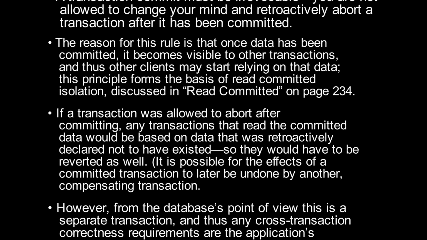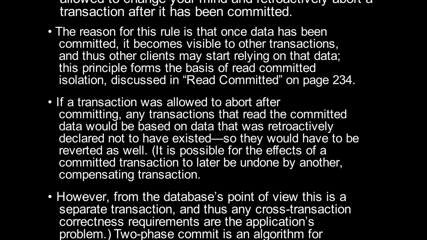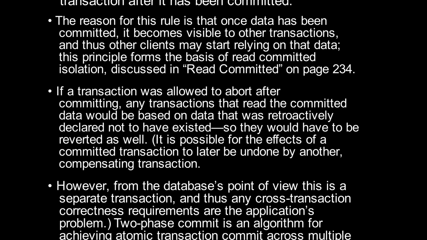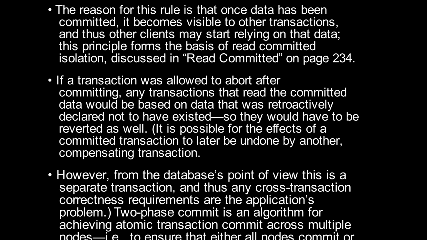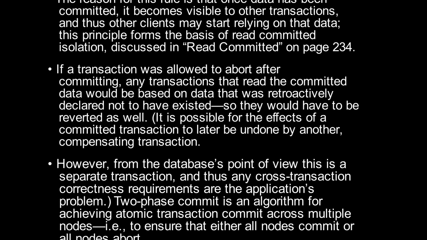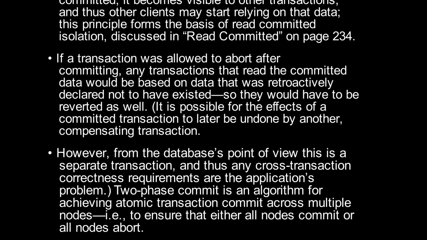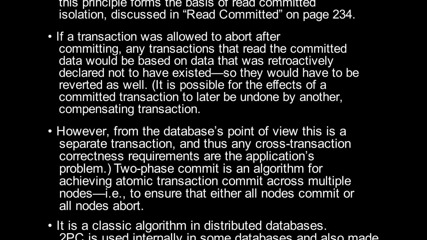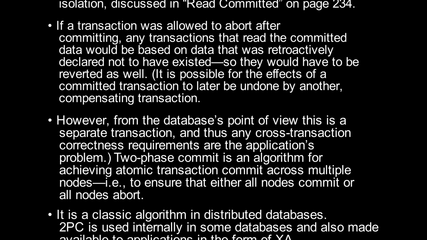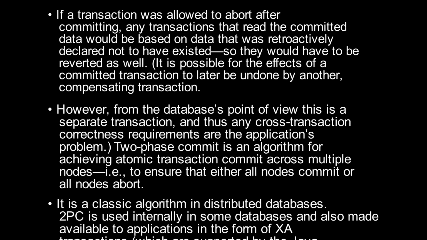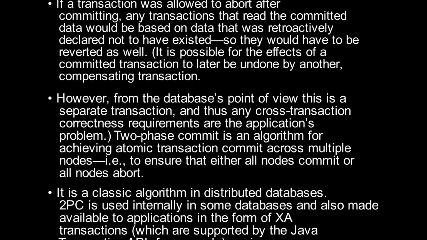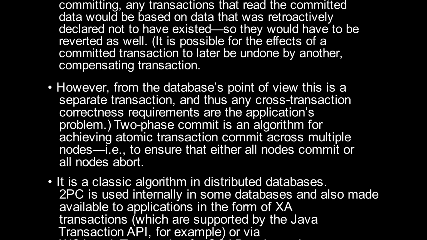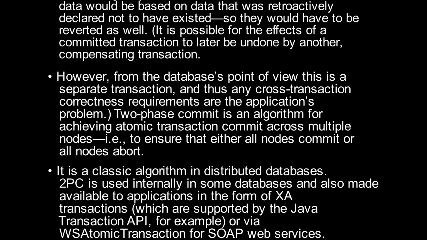It is possible for the effects of a committed transaction to later be undone by another, compensating transaction. However, from the database's point of view, this is a separate transaction, and thus any cross-transaction correctness requirements are the application's problem. Two-phase commit is an algorithm for achieving atomic transaction commit across multiple nodes, i.e. to ensure that either all nodes commit or all nodes abort. It is a classic algorithm in distributed databases.